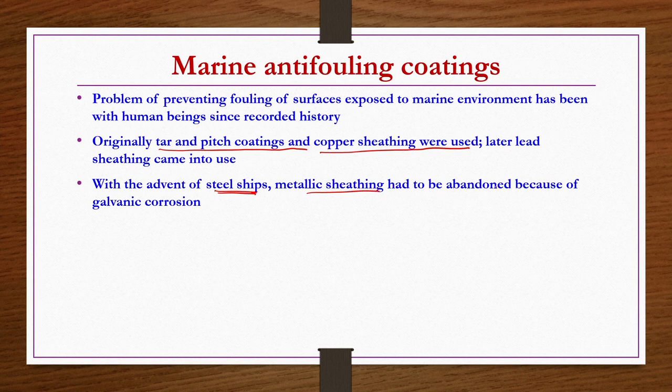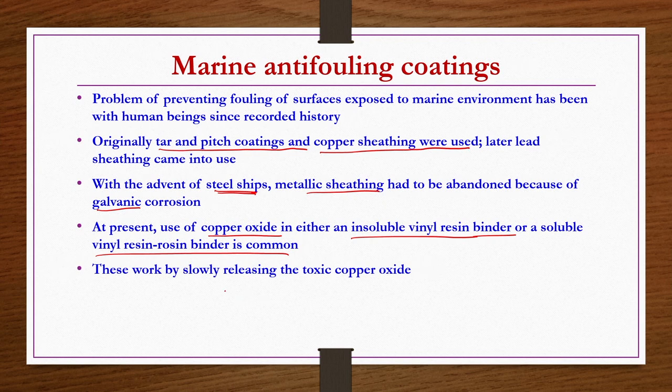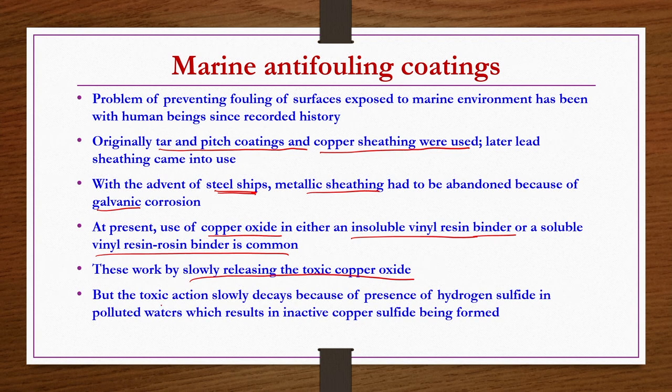metallic sheeting had to be abandoned because of galvanic corrosion. At present, use of copper oxide in either an insoluble vinyl resin binder or a soluble vinyl resin rosin binder is common. This works by slowly releasing the toxic copper oxide into the water, but the toxic action slowly decays because of the presence of hydrogen sulfide in polluted waters, which results in inactive copper sulfide being formed.